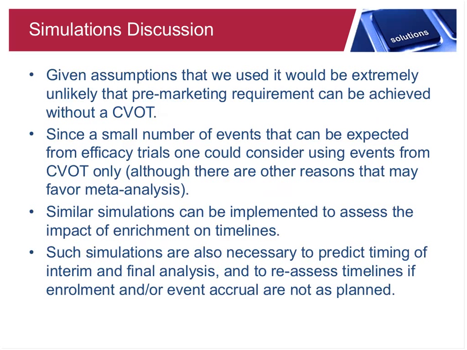So just a few points about the simulations discussion. Given the assumptions that we used, it would be extremely unlikely that pre-marketing requirements can be achieved without an outcomes trial. So whether you go with strategy 1 or 2, your chances of achieving approval without an outcomes trial are very slim. Since a small number of events can be expected from efficacy trials, one can consider using events only from the outcomes trial, then you have a more homogeneous population. However, there are a couple of things that one needs to consider here.